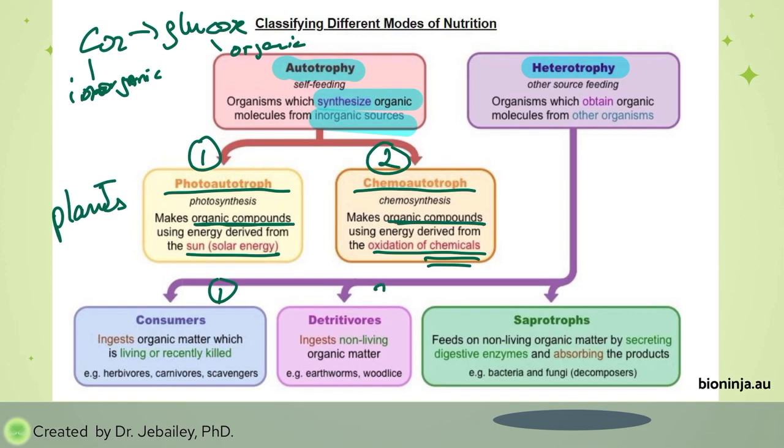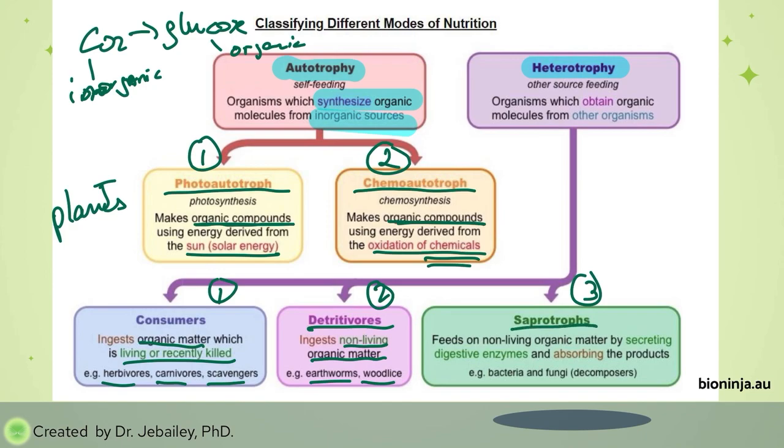Now, heterotroph in this case, we have 3 options. We have consumers, we have detritivores, and we have saprotrophs. The consumers usually digest organic matter, of course, of living or recently killed organisms. And examples of consumers are herbivores, carnivores, and scavengers. When it comes to detritivores, they ingest non-living matter, and it's important that you mention that it's non-living matter, like earthworms and woodlice.